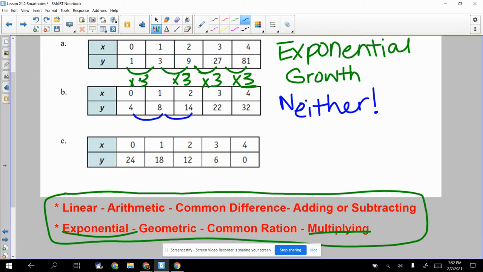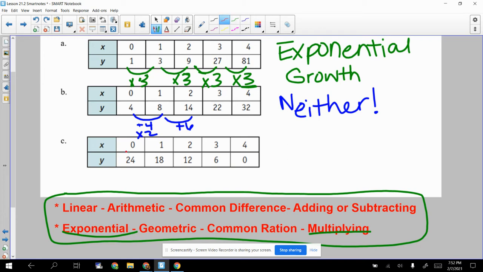And if you wanted to, you could write that in. So like add 4, add 6. And so that's not by a constant. Multiply by 2 and then 8: 8 times 2 would be 16, so that doesn't work. So that is a neither example.